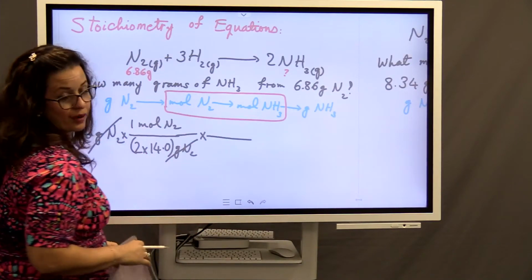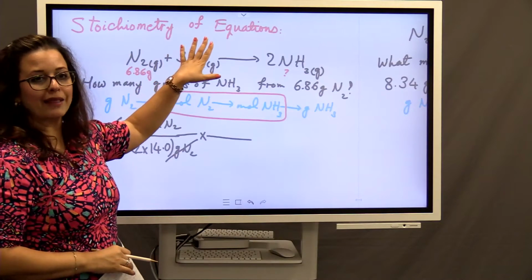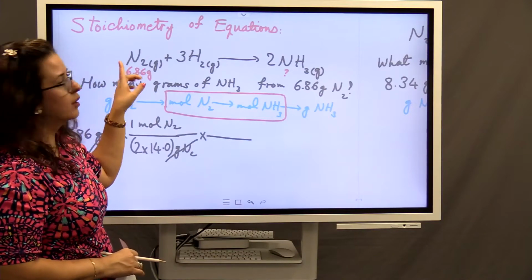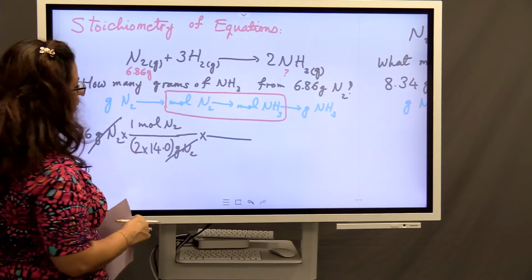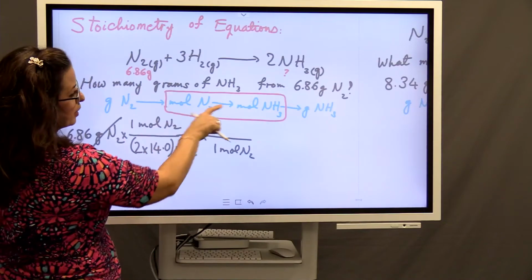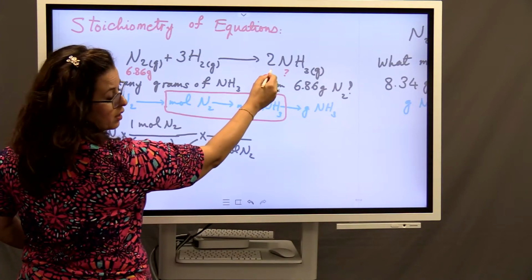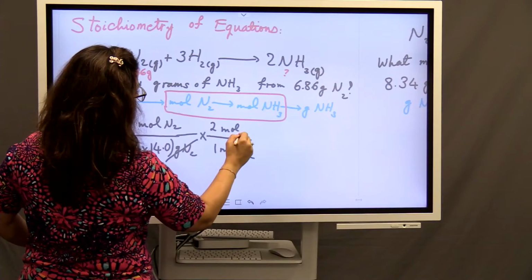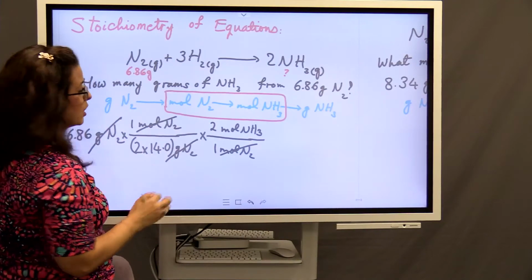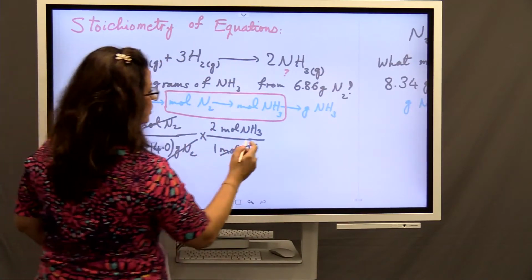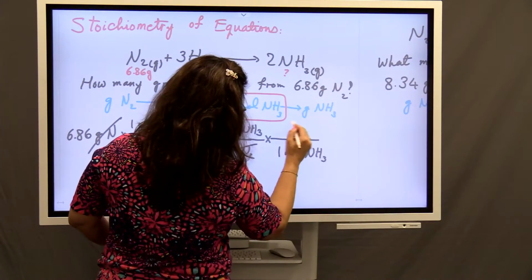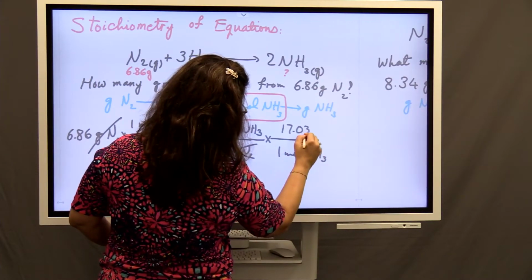Next step is to relate N2 to NH3. That's when you need to look back at the equation. Tell me, according to this equation, how many moles of nitrogen do you have here? You don't see anything, so it means it's 1. So 1 mole of N2 produce how many moles of NH3? Do you see this 2 here? So use this 2. 2 moles of NH3. So now cancel moles of N2. You are here. You have one more step left, which is using the molar mass of NH3, which is, if you calculate it, it's going to be 17.03 grams.